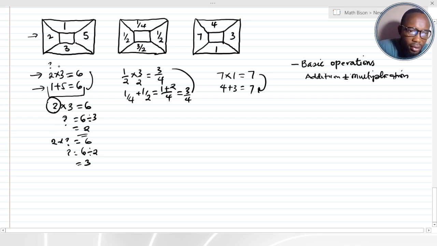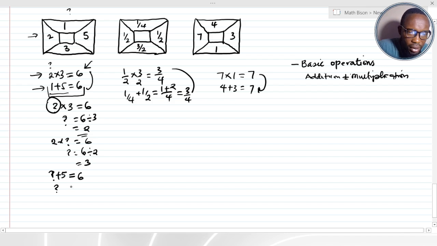We're going to first of all focus on how to get this number by using the first operation, which is 2 times 3. 2 times 3 gives us 6. So whatever we add here must also give us 6. In the case where 1 is missing, I'm going to have a question mark there, not 1. But I know that if I add 5 to it, I should have a 6.